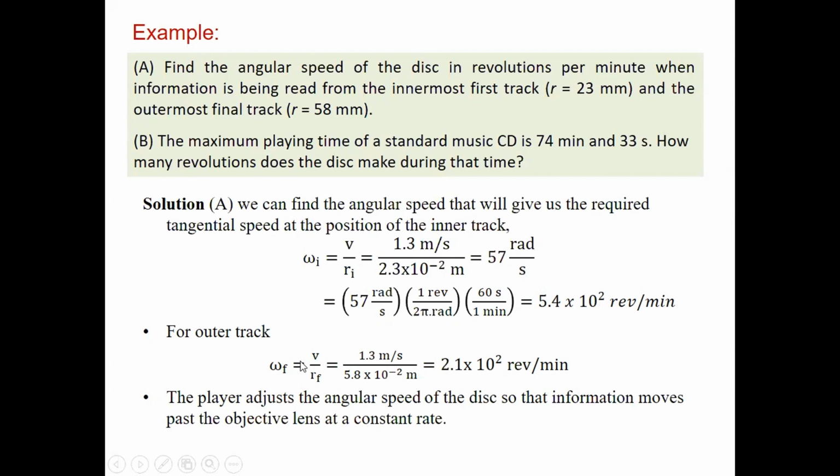For the outermost track, the velocity divided by the r, which is 58 millimeters, we get 2.1 into 10 to the power 2 revolutions per minute. Now we can see that the angular speed of the outer track is small and the inner track is large. To keep the velocity constant, the player adjusts the angular speed of the disk so that the information moves past the object lenses at a constant rate or constant velocity.